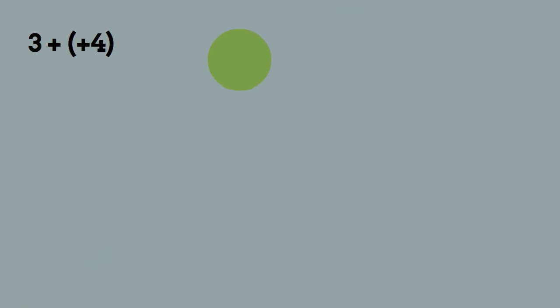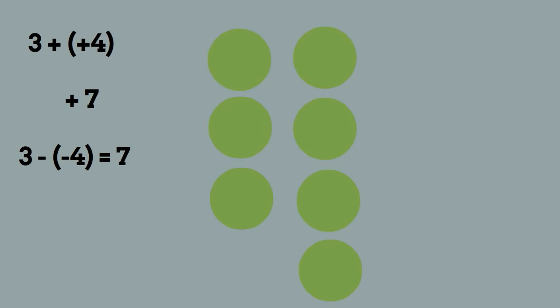So now let's put the counters down. We'll put 3 positive for the positive 3, and then we put 4 positives for the 4, and that gives us 7 positive numbers total.